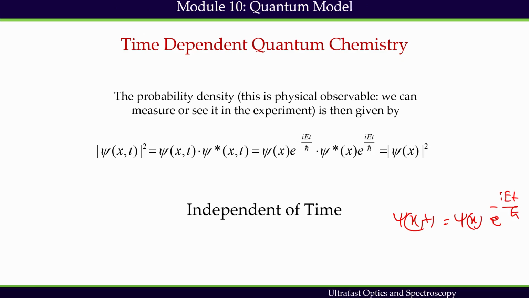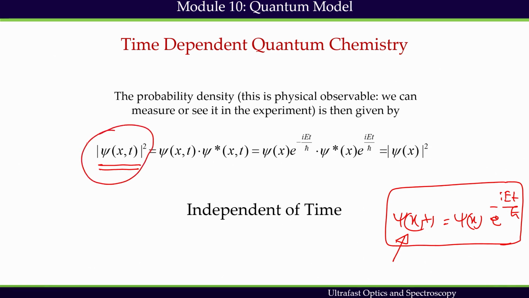Now, this is the general form of the wave function coming from the time-dependent Schrodinger equation. All we need to understand is that we do not observe the wave function experimentally. All the physical observables are related to its density, which is this square modulus.